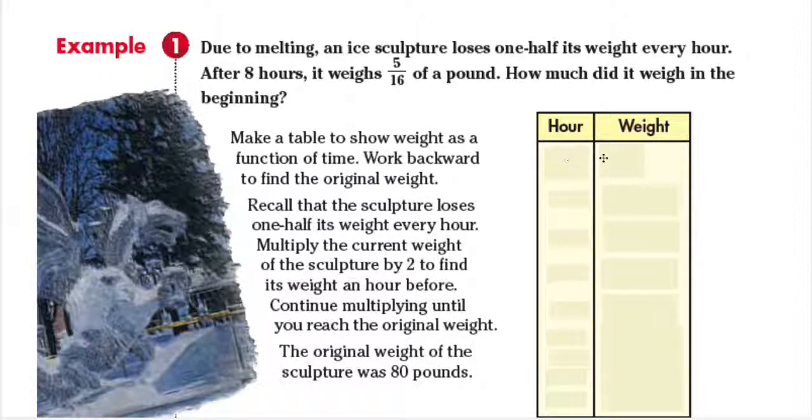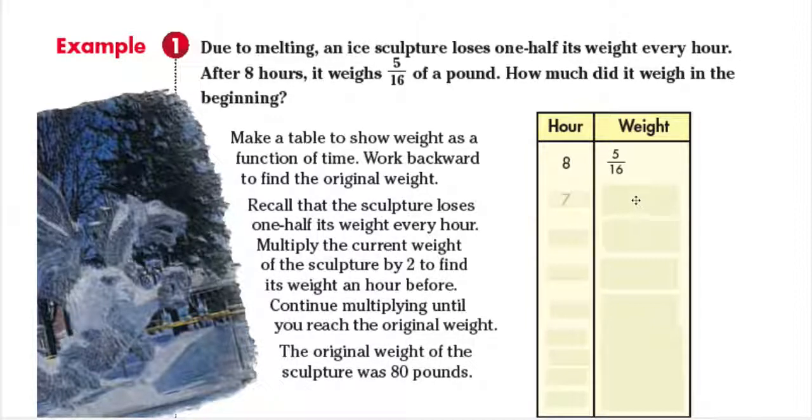It says after 8 hours it weighs 5/16 pounds, so we start there. That is the weight of the ice sculpture, and then we slowly go back. Recall that the sculpture loses 1/2 of its weight every hour. Therefore, multiply the current weight of the sculpture by 2 to find its weight an hour before. Instead of dividing by 2, because that's what happened, we do the opposite, the reverse of division. Instead of dividing by 2, we multiply by 2.